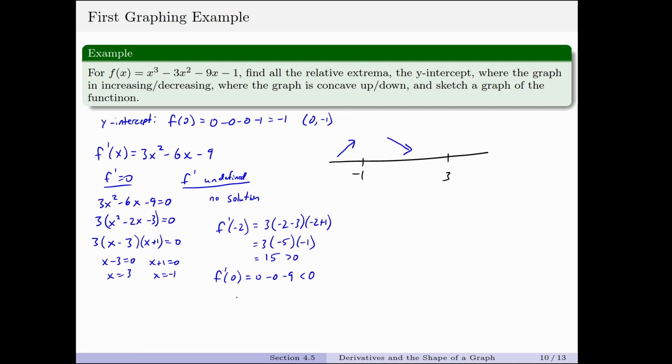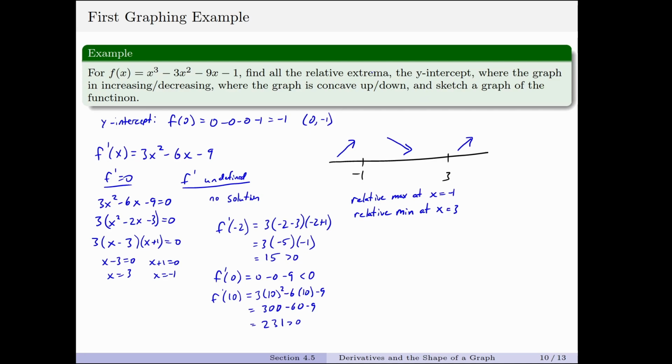To the right of 3, I can plug in anything I like. I'm going to go ahead and plug in 10. So I have 300 minus 60 minus 9, which is definitely a positive number. So the function is increasing on that last interval also. That tells me that I have a relative max at x equals negative 1 and a relative min at x equals 3.